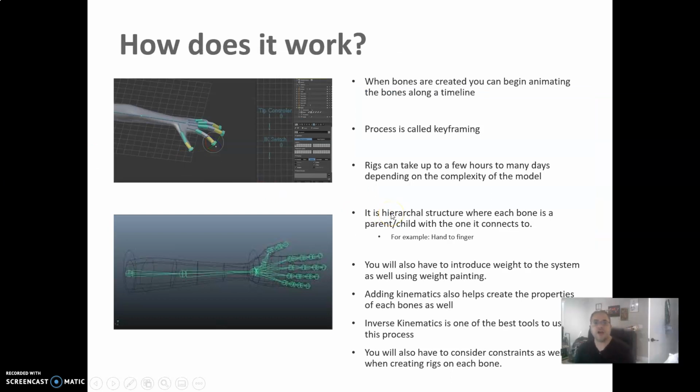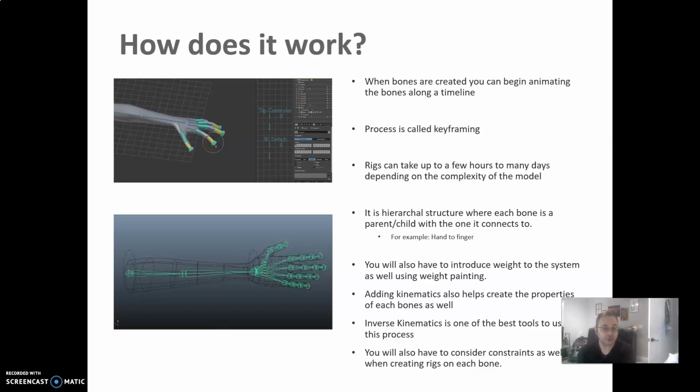So how does it work? When the bones are created, you can begin animating the bones along a timeline. This process is called keyframing. It's crucial because when you start animating, you can set your keyframes, then set your transitional frames, and really make everything solid. Rigs can take from a few hours to many days depending on the complexity of the model.